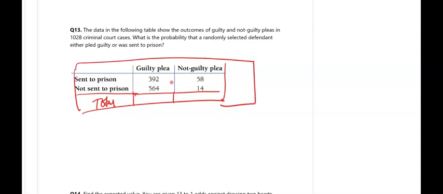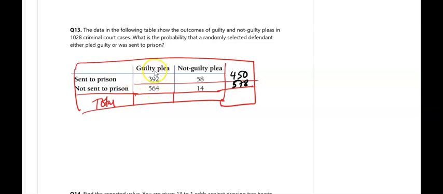So to find the probability, you got to find how many pled guilty first. So you got to add this column. Okay, it's a total here. You also got to find how many were sent to the prison, how many were not sent to the prison. So let me make a column here. So sent to the prison, you add 392 plus 58, that gives you 450 sent to the prison. 564 plus 14 not sent to the prison, these are 578 not sent to the prison.